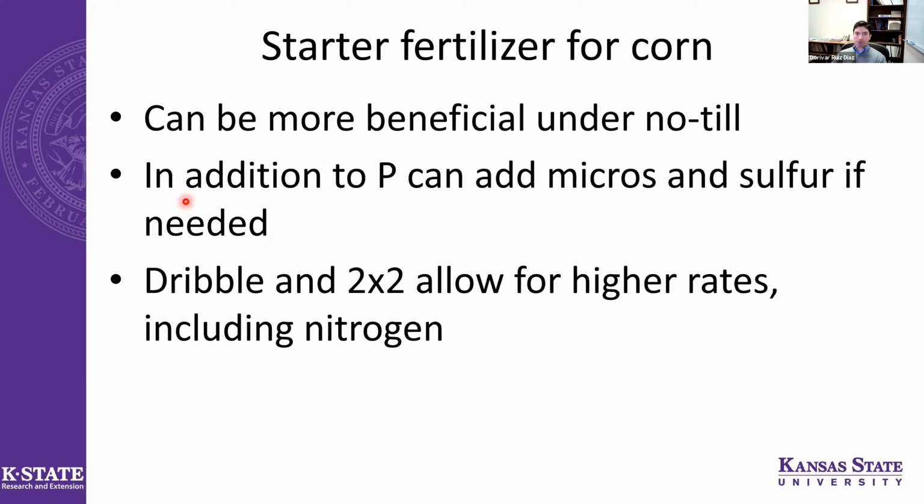Obviously, we can also put other nutrients, especially if we need small amounts, like micros and even sulfur. So starter fertilizers give us that opportunity. And dribble and 2x2 allow for higher rates. Again, I know many people that actually put 100% of their fertility this way, and they're pretty happy with it. But again, it's a matter of logistics. Many acres, that would be a problem.